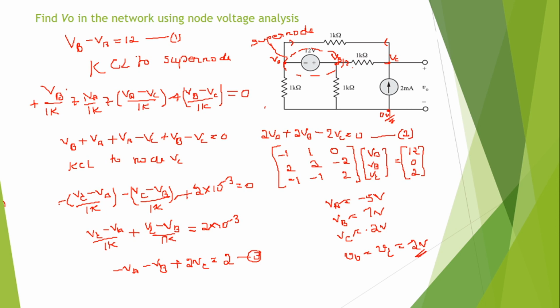Okay, so like this. First assume the node voltages for all the nodes except the reference node. Then apply KCL and obtain the node equations. Solve using Cramer's rule, and using the node voltages, calculate the required parameter. So in this case it is V naught.